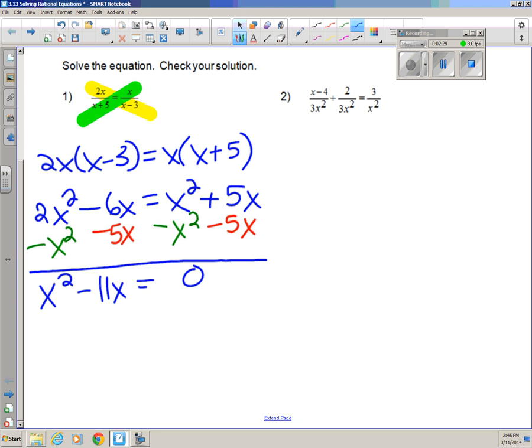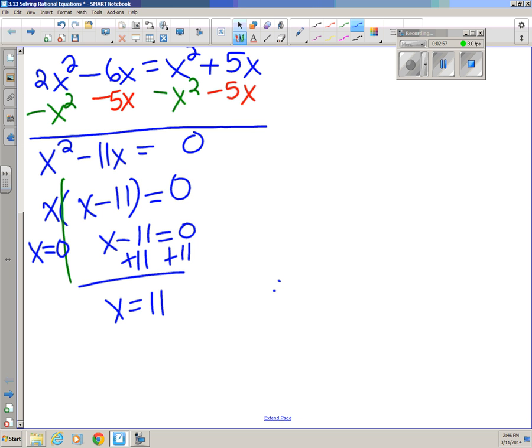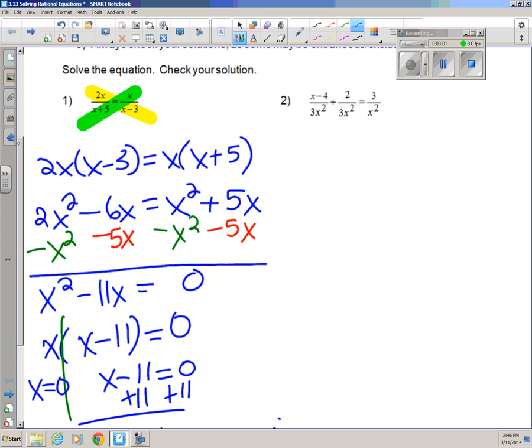Here's a quadratic. This is factorable. I can factor by GCF: x times the quantity of x minus 11 equal to 0. I'm going to drop my wall. I'm going to set my two factors equal to 0, which means the left-hand side is x equal to 0. My right-hand side is x minus 11 equal to 0. I'm going to solve the right-hand side because the left-hand side is already solved, and then my answer becomes x equals 11. So I've got two solutions, x equals 0 and x equals 11.